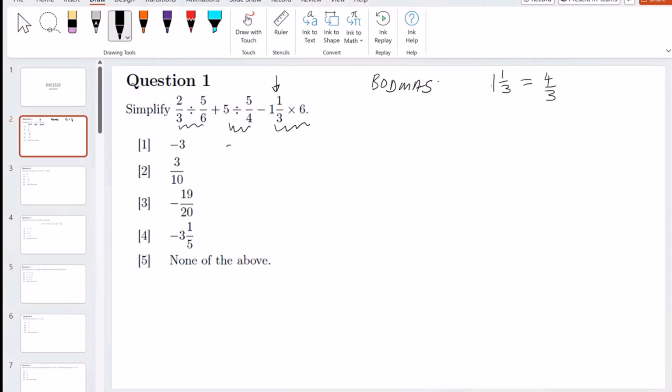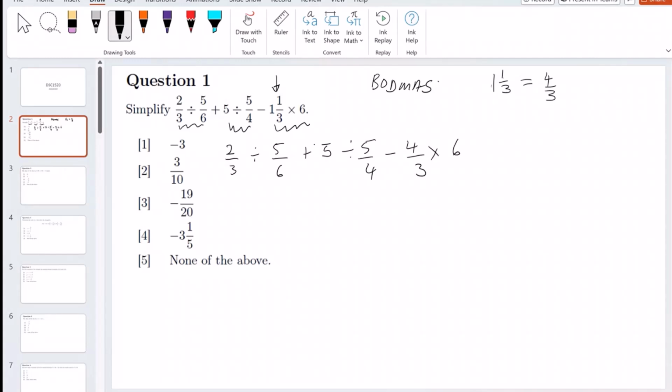So now we are going to have 2 over 3 divided by 5 over 6, plus, I'm going to do this step by step, divided by 5 over 4, minus 4 over 3 times 6.